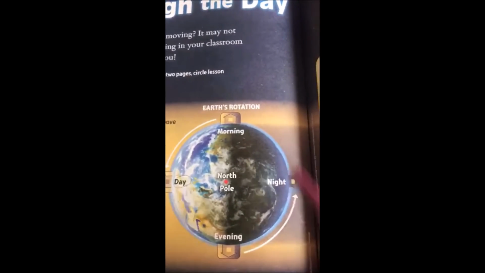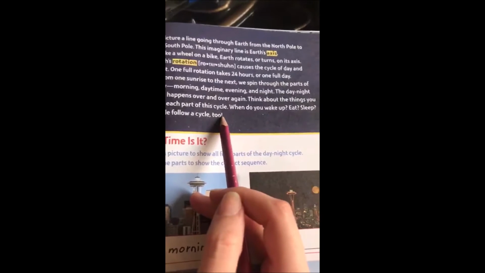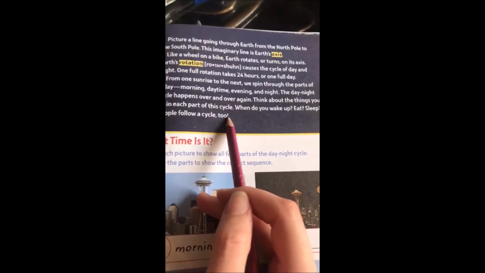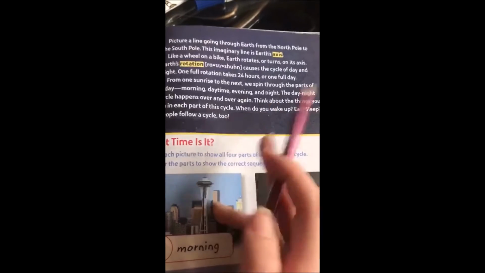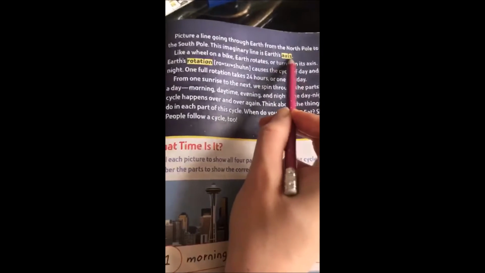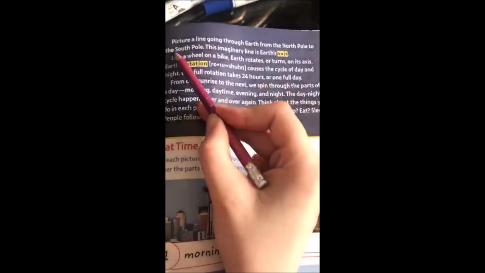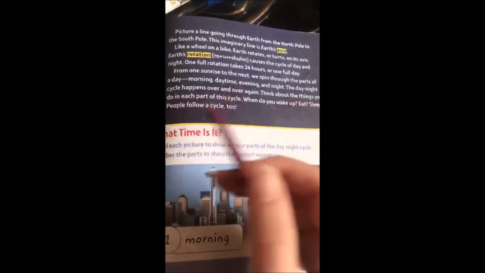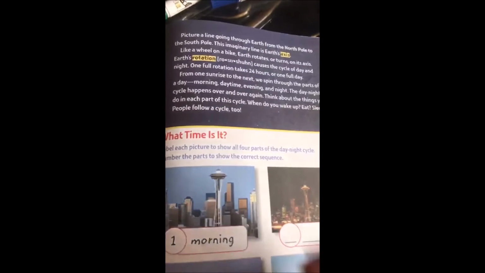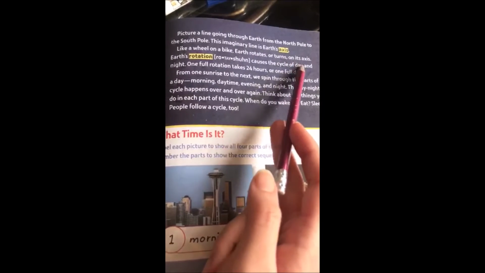So, here they said, picture a line going through Earth from the North Pole to the South Pole. This imaginary line is Earth's axis. So Earth's axis is an imaginary line that goes from the North Pole to the South Pole. Like a wheel on a bike, Earth rotates. Please use your book while I'm reading, so you can look at your book, okay? Like a wheel on a bike, Earth rotates or turns on its axis.